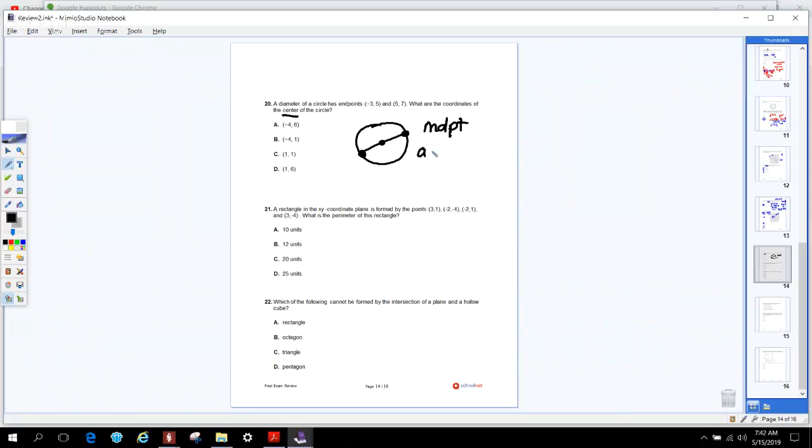The midpoint formula is one of the formulas you have to remember. You add the x's, divide by 2, add the y's, divide by 2. So -3 plus 5 is going to give you +2. +2 divided by 2 is going to give you 1. So right away we can eliminate A and B because both A and B have -4. Then we're going to add the y's. 5 plus 7 divided by 2. 5 plus 7 is 12. 12 divided by 2 is 6. So it's choice D.